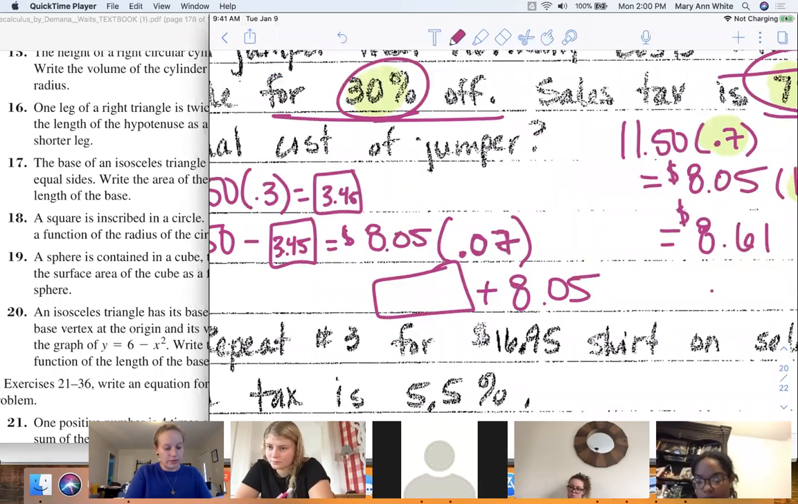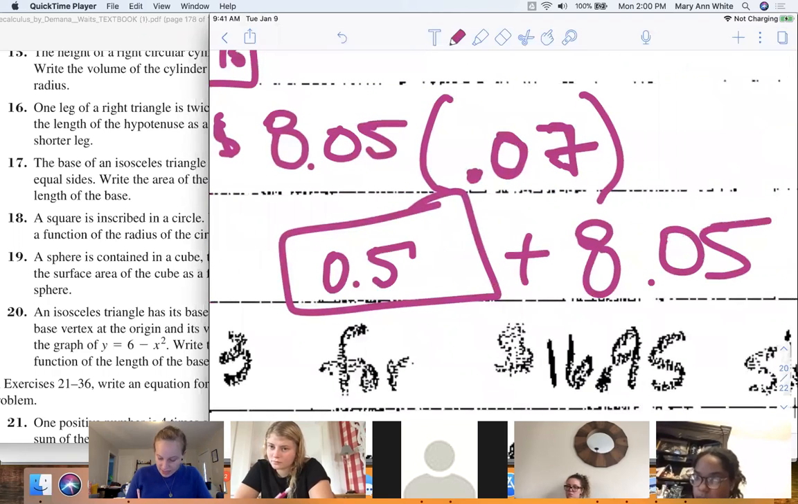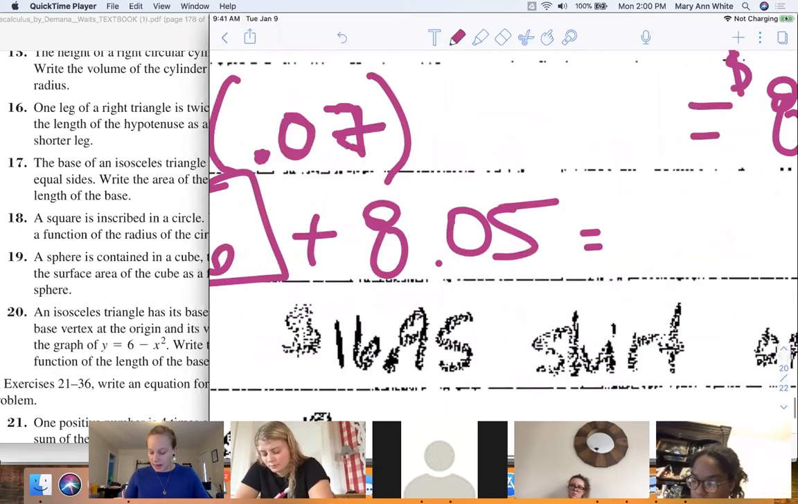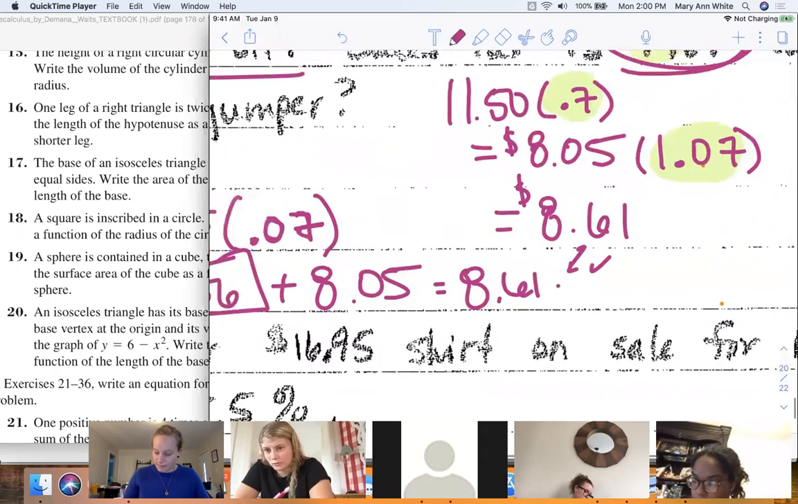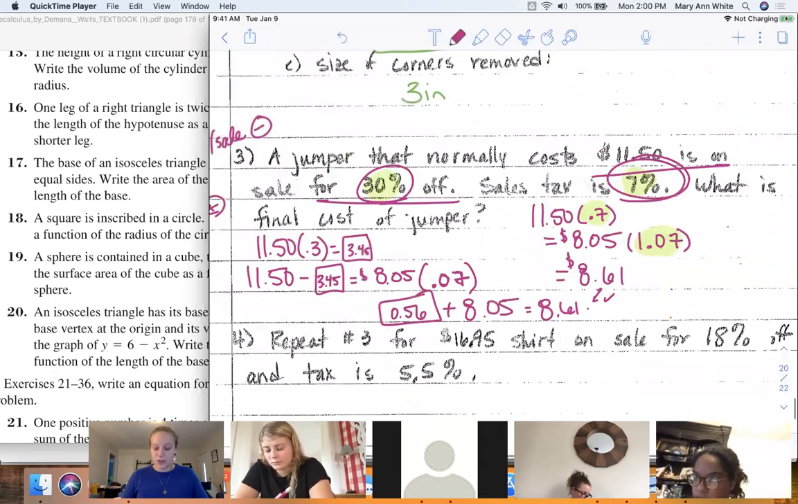So 8.05 times 0.07 would be 0.56. And if you add that to 8.05, you get the same thing I just got a second ago. It's the same. So a sweater or jumper, excuse me, that's 30% off and has a tax of 7% is $8.61. That's my final answer.